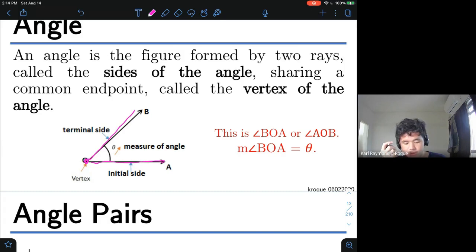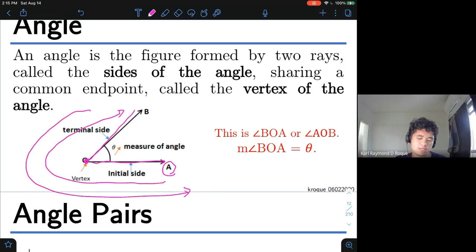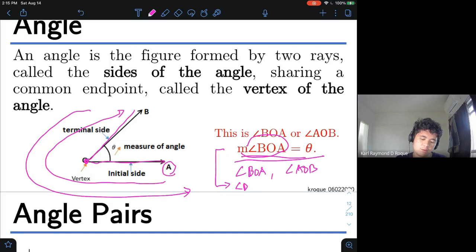How do you name it? So start from here, paganto siya, or paganto siya. That's how you name angles. Tapos BOA, AOB. Tapos make sure to put this measure of angle BOA equals theta. Overlook name of naming is angle BOA equals theta. Yun lang yung sinusulat ng mga tao, no? Medyo not the best way to write it in mathematics.